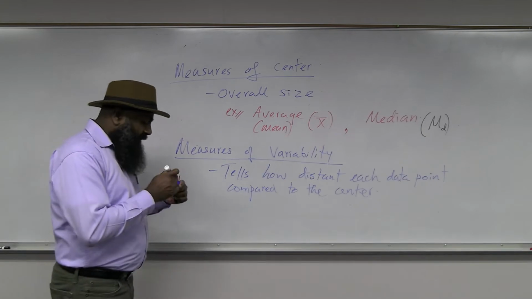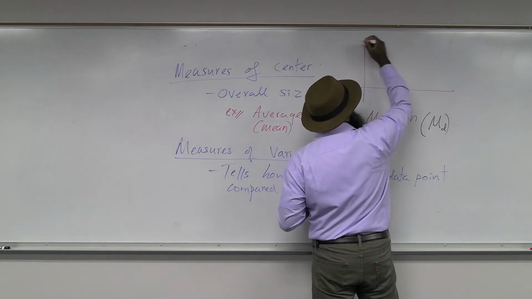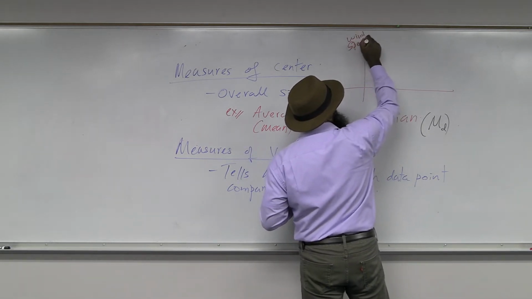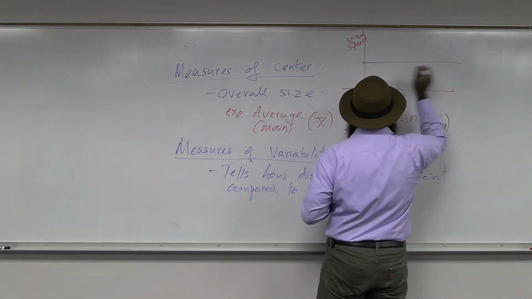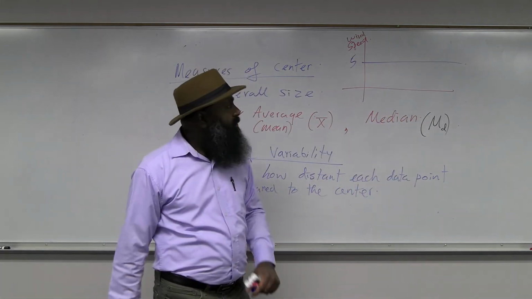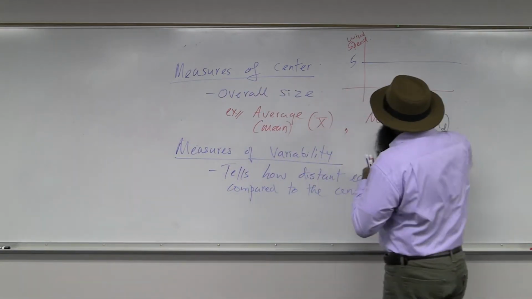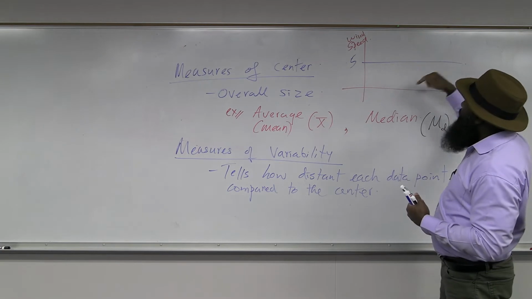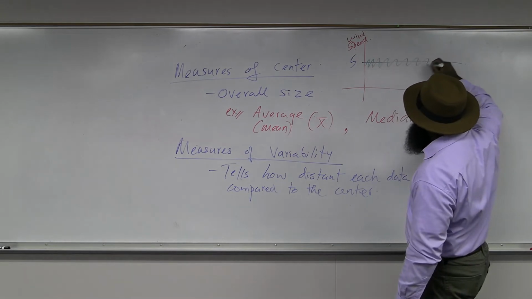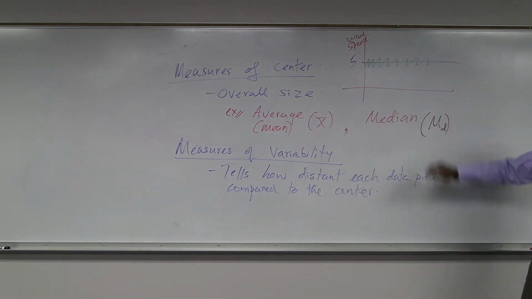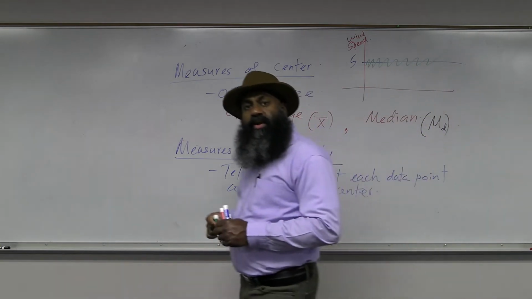For example, let's say I have a graph for the wind speeds. Let's say today I have around 5 miles per hour. Now that's my center. And then each data point will be very close to the center, but not necessarily exactly on the center line. They'll be somewhere around, somewhere close, like this. Now that's the variability. So each data point, how far is it from the center? That should be given by the measures of variability.